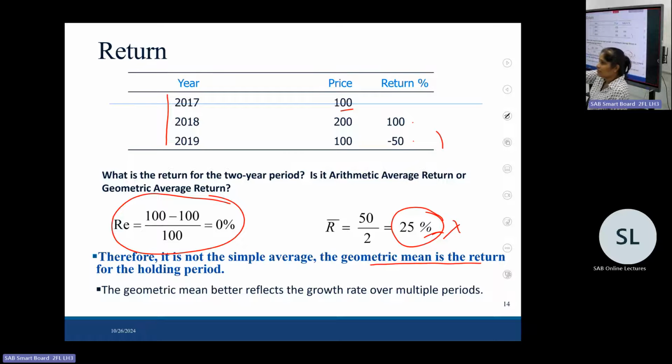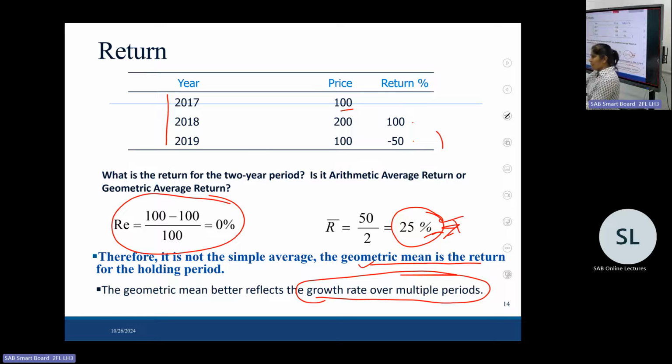So if you want to calculate holding period return for a particular investment, you cannot do that with the simple average, the arithmetic average return. You can correctly estimate holding period return with the geometric mean. The geometric mean better reflects the growth rate over multiple periods because it implies our reinvestment assumption.